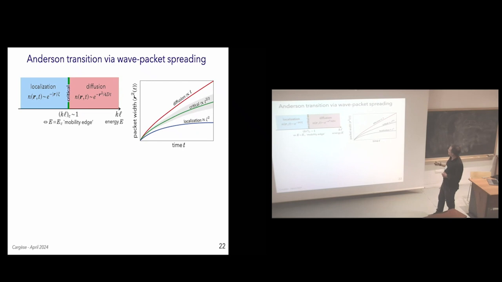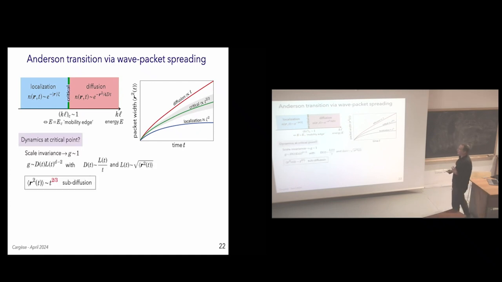What is perhaps less obvious is the behavior if you are exactly at the critical point here. So if you are exactly at the critical point, there is a qualitative argument to give you the nature of the dynamics here. This argument is again a scaling argument, namely you assume that at the critical point you have scale invariance, which means that the dimensionless conductance is of the order of 1 whatever the system size, whatever the time.